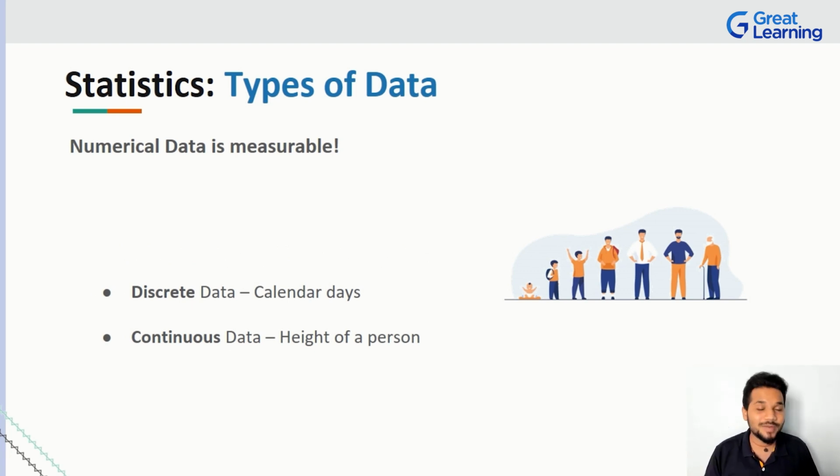But one thing you must understand with respect to numerical data is its main difference from categorical data: numerical data is measurable. Think about that scale example that I gave you, right? You can measure things. In fact, there are two types of numerical data in today's world. It's discrete data and it's continuous data.